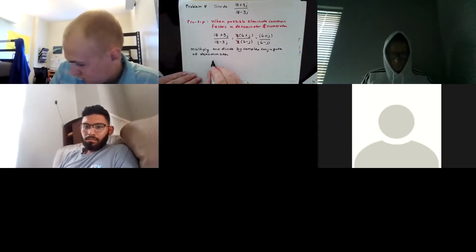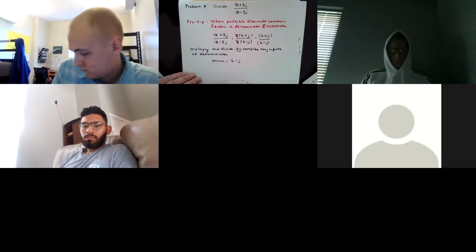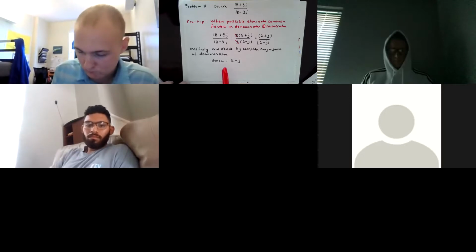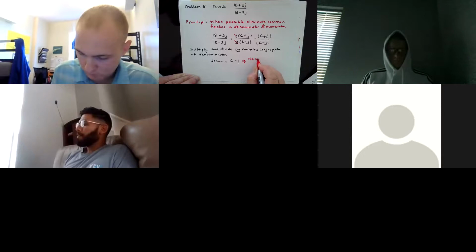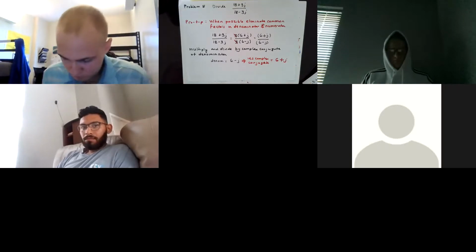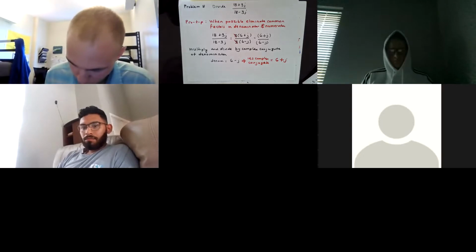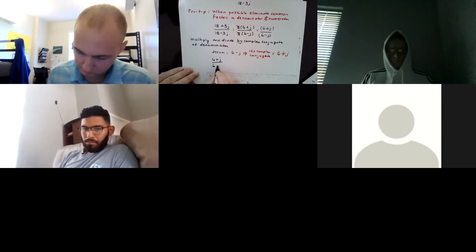So our denominator is 6 minus j, and we want its complex conjugate, right? And we know that all we have to do to get the complex conjugate is just change the sign in the imaginary term. And so this is the complex number that I'm going to multiply and divide my original fraction by. So we're going to have 6 plus j, our original fraction, over 6 minus j. Don't forget to put them in parentheses, okay? You really want to make liberal use of parentheses, right?